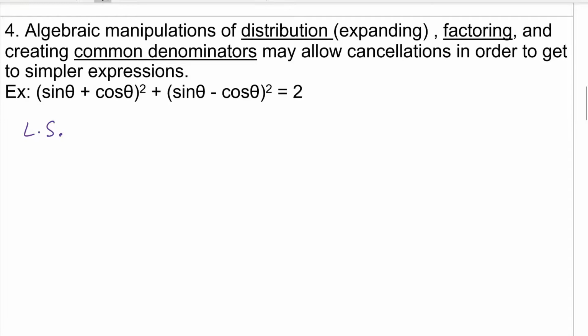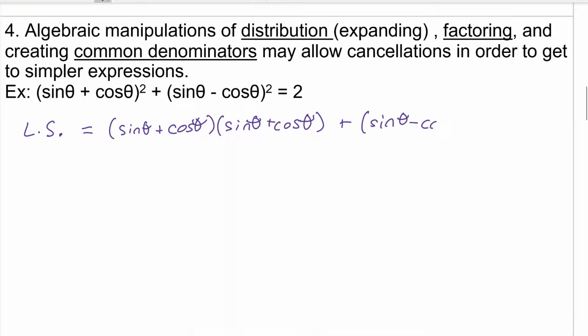So I'm going to see, can I do any distribution? Well, yes, I can. I've got sine theta plus cos theta, and that's all squared, and sine theta minus cos theta is also squared. So I'm going to go ahead and use my expanding knowledge. So sine theta plus cos theta squared means I'm multiplying it by itself. And similarly, sine theta minus cos theta is also squared, so I'm also multiplying it by itself.